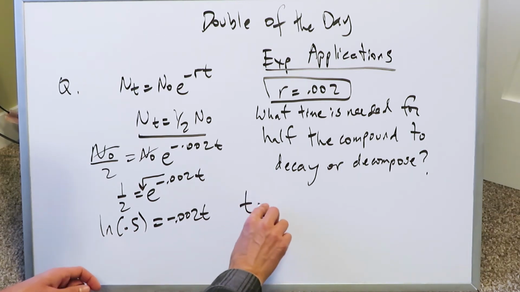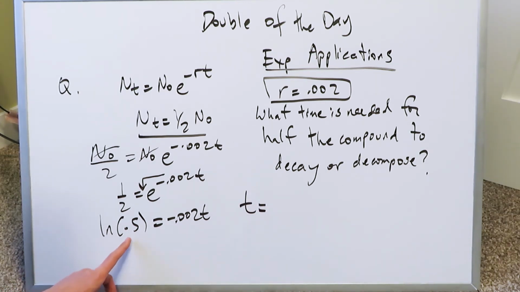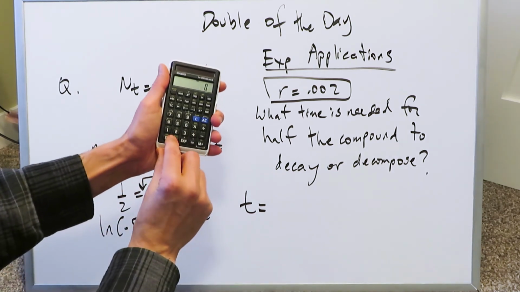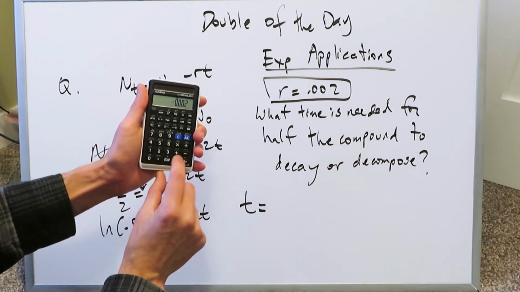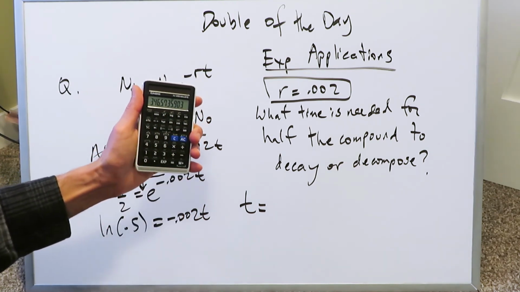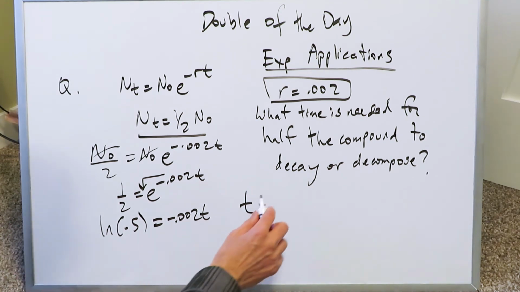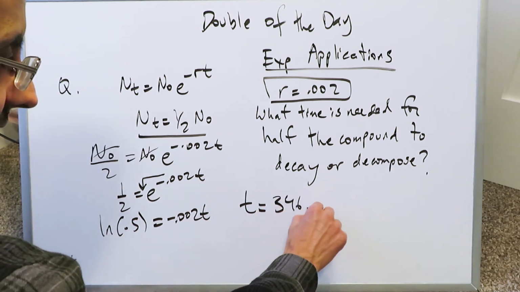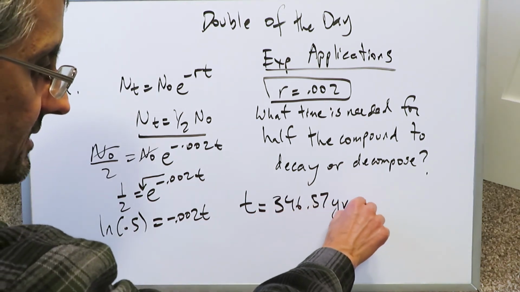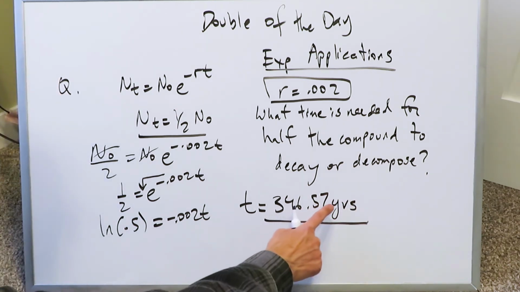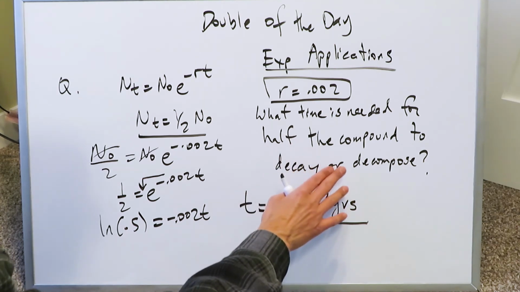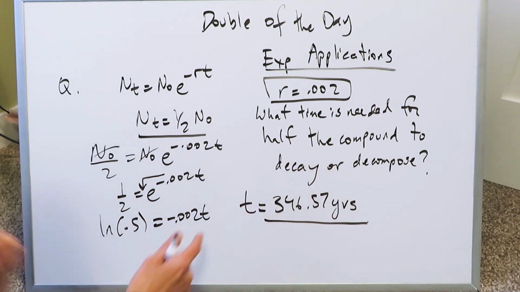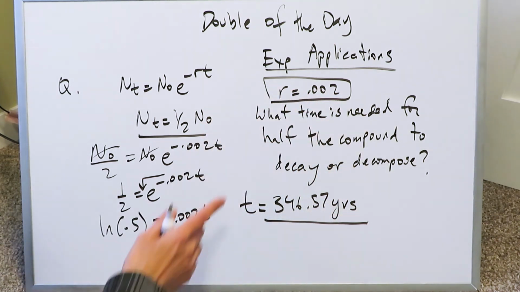Now solve for t. t is equal to natural log 0.5. Natural log of decimal numbers is always a negative number. Anyhow, natural log 0.5 divided by minus 0.002 is equal to 346.57 years. So it would take 346.57 years for this item, whatever it is, some compound, to decay to half of its original amount at a rate of 0.002, whatever that means.